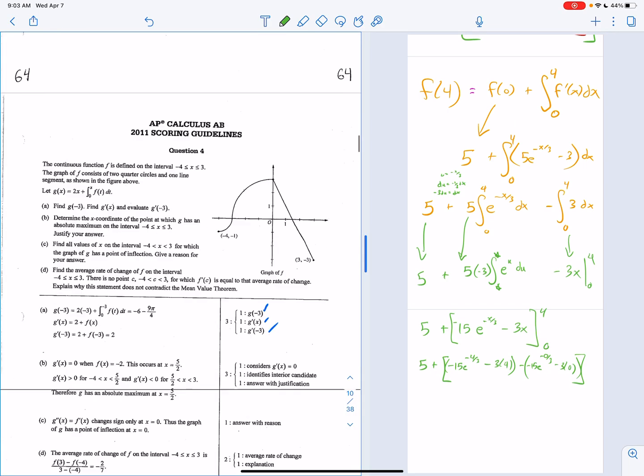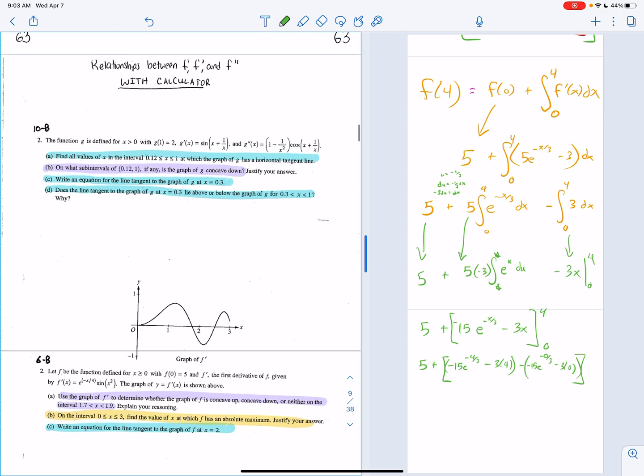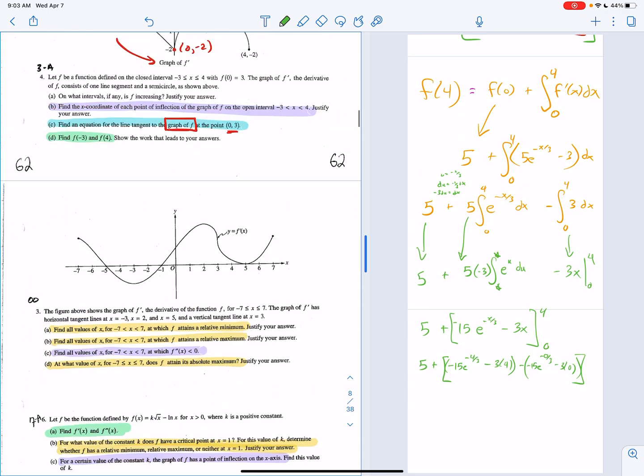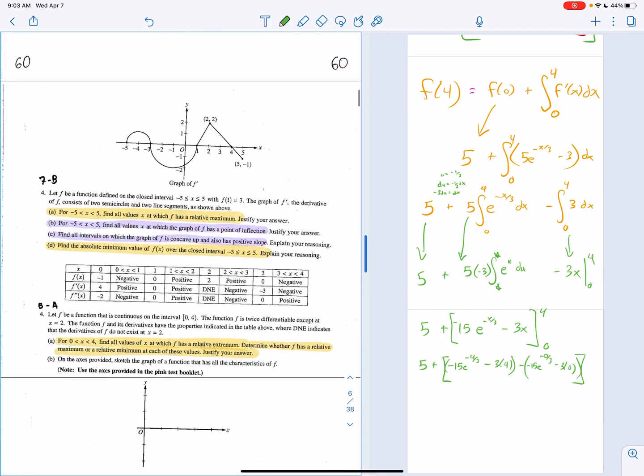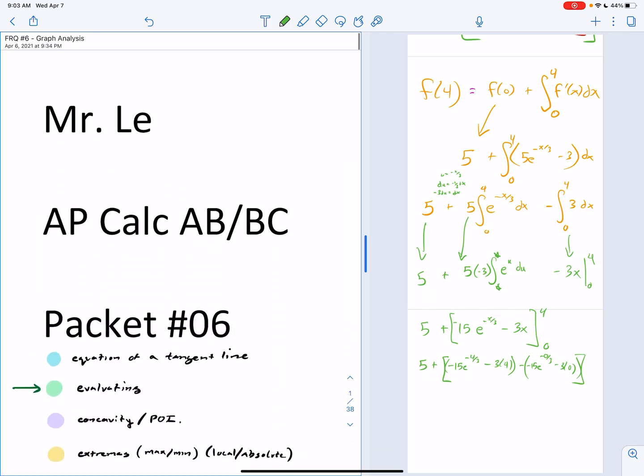Is there anything else I need to go over? Let me take one last look. Yeah, I think that's good. Try the rest, and if you get stuck, just let me know.